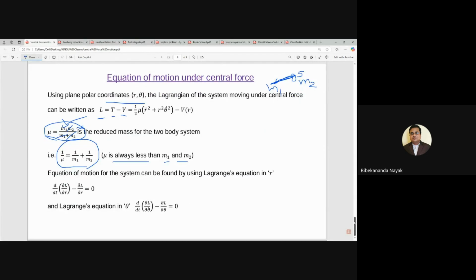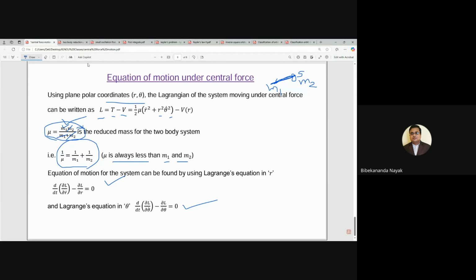Using Lagrange's equation, we can solve it. Here, two coordinates, we have r and theta. Though theta is cyclic here, theta is absent, so for the cyclic coordinate p theta is conserved. But we have two coordinates, r and theta, so we have two equations of motion or two Lagrange equations like this. Okay, we solve in the next slide.